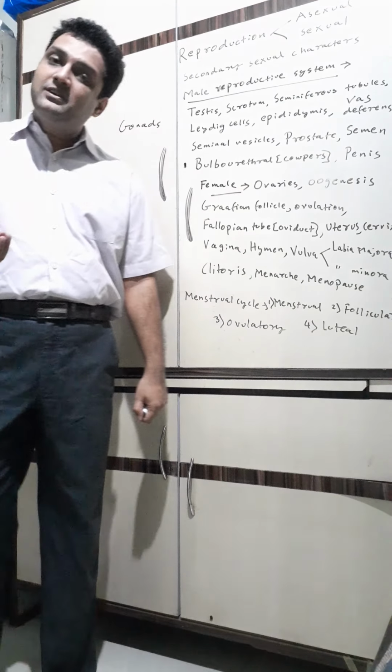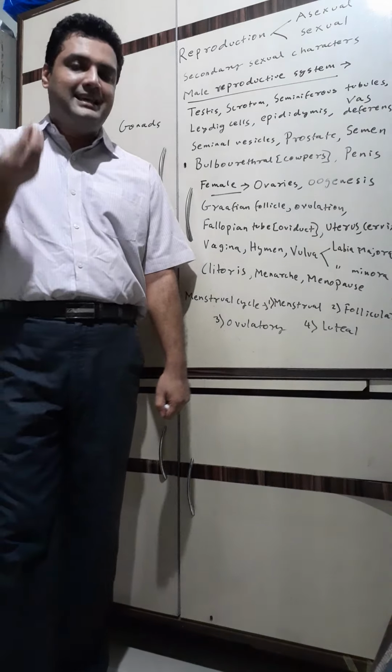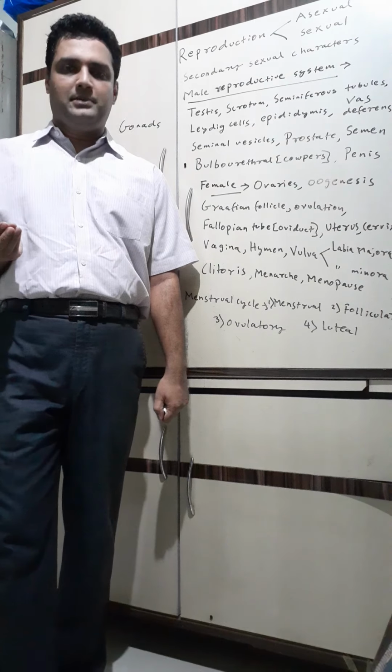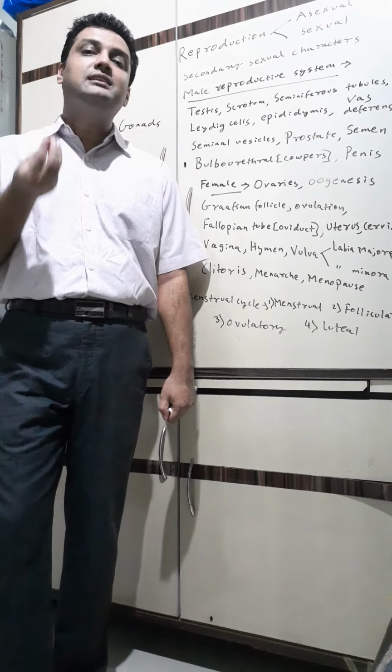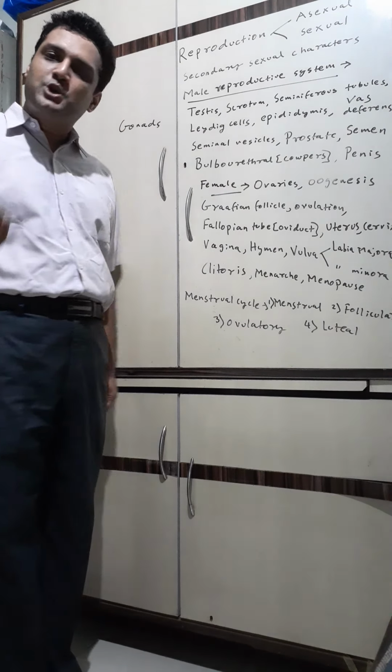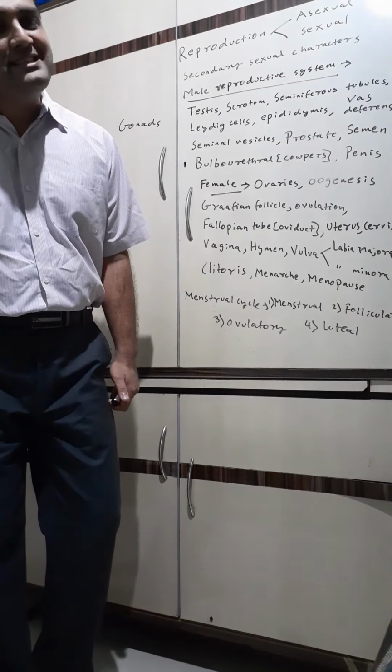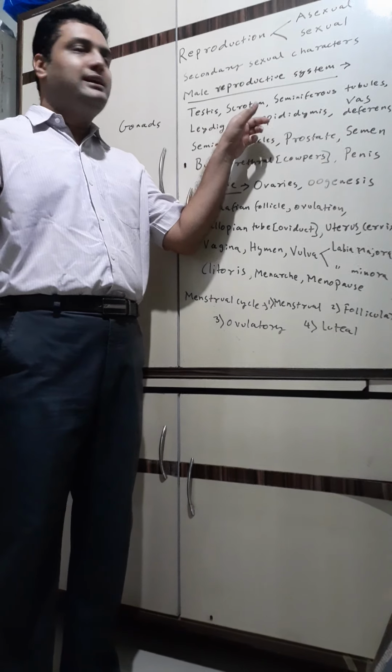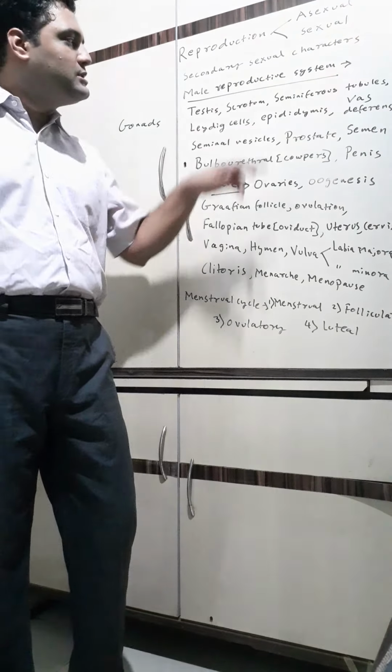sperm. Remember children, in the males, the testes are not located in the abdomen, but they are located in a muscular pouch, and the pouch is called scrotum. It is called scrotum. It can also be called scrotal sac. So a pair of testes are located in the scrotum.